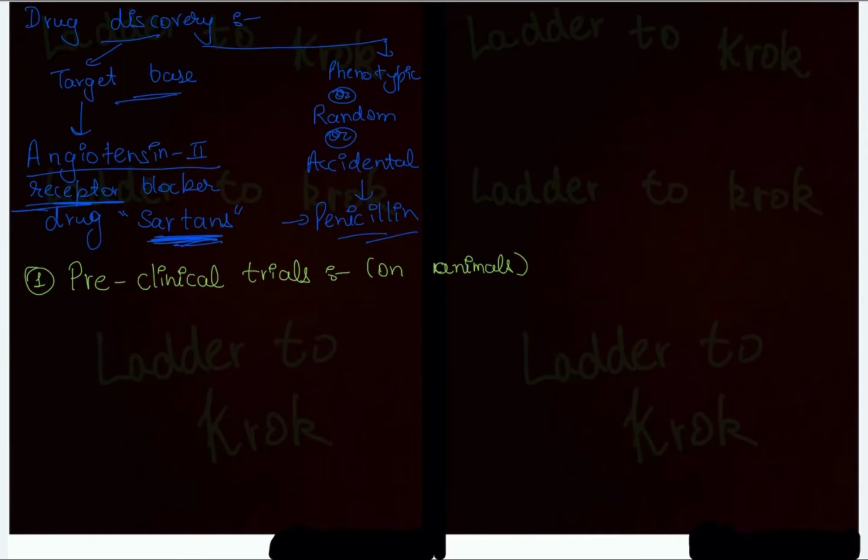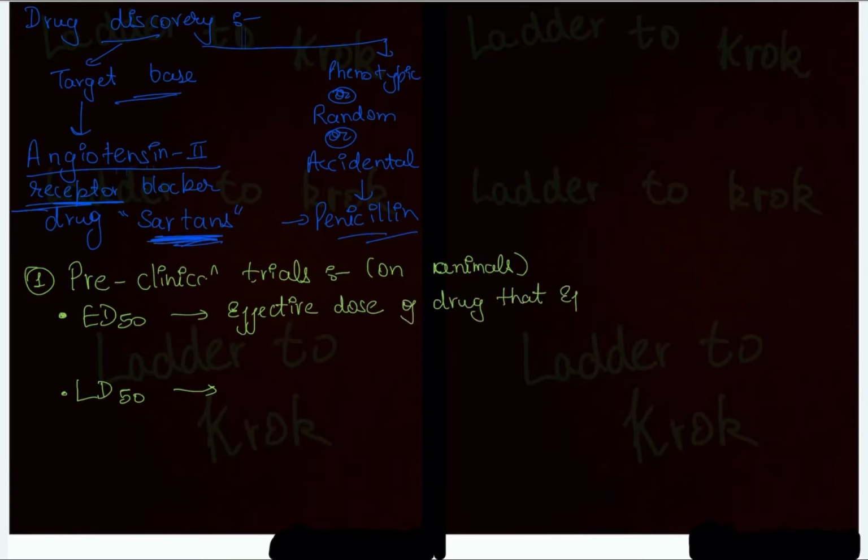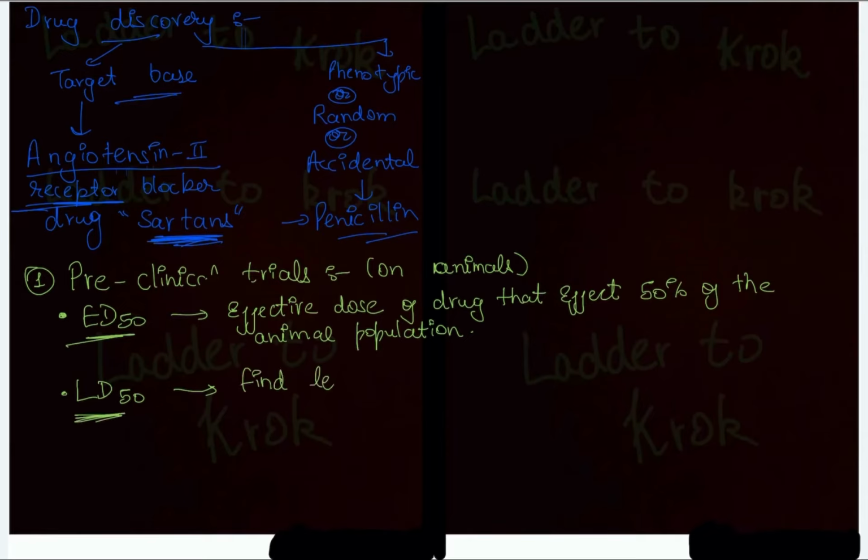Okay, in this what will we find? We will find ED50 and LD50. ED50 is the effective dose of a drug that will affect 50% of the animal population. For example, we give a drug to 100 animals, and in 50 animals it shows its effect. So we will find ED50. Now LD50, in this we find the lethal dose.